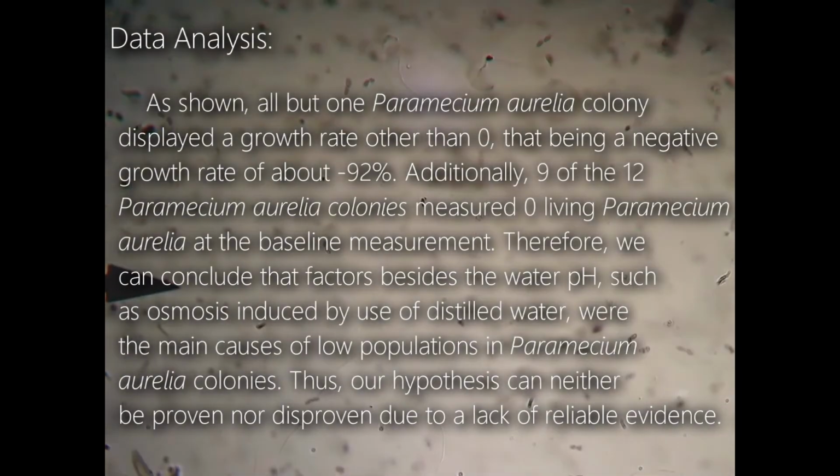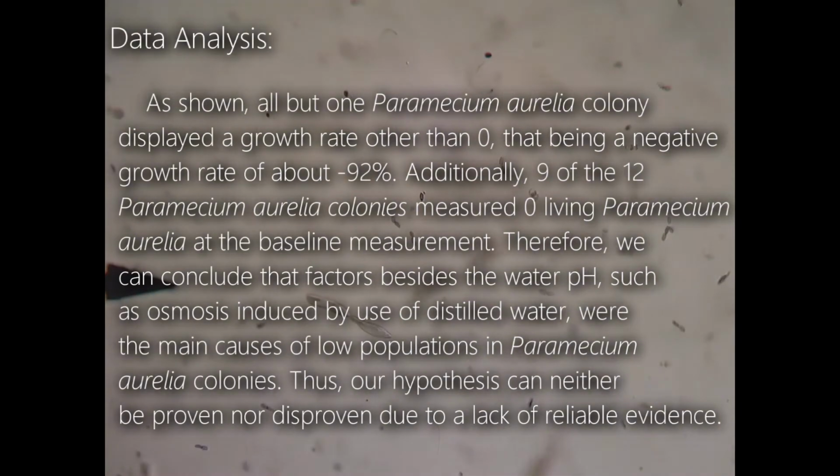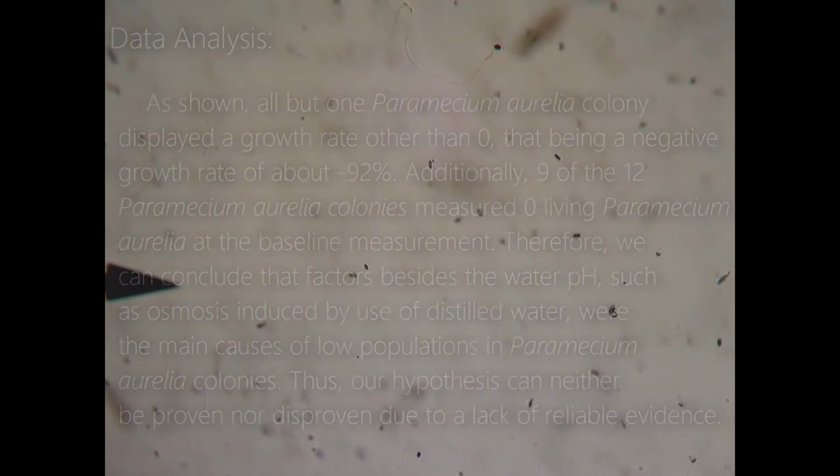As shown, all but one Paramecium aurelia colony displayed a growth rate other than 0, that being a negative growth rate of about negative 92%. Additionally, 9 of the 12 Paramecium aurelia colonies measured 0 living Paramecium aurelia as a baseline measurement. Therefore, we can conclude that factors besides the water pH, such as an osmosis induced by use of distilled water, were the main causes of low populations in Paramecium aurelia colonies. Thus, our hypothesis can neither be proven nor disproven due to a lack of reliable evidence.